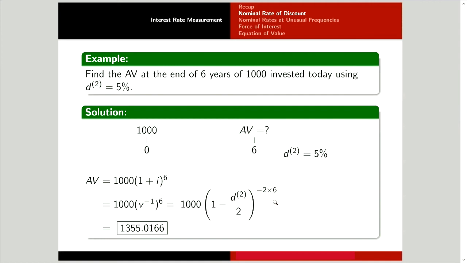Okay. Pwedeng diretso na. Kapag sanay na kayo. Okay? And then, using your calculator, you will get 1,355.0166. Again, 4 decimal places at least.